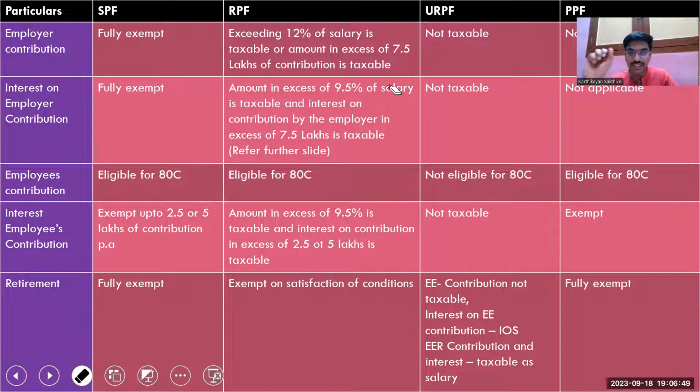Employee's contribution is generally not the income of the employee, but it is the application of income by the employee. Since it is application of income by the employee, you cannot remove it from the head salary. But what the government says is, employee, you are saving it for some good, so I'll give you a deduction under 80C. So now, the contribution the employee makes can be claimed as deduction under section 80C.